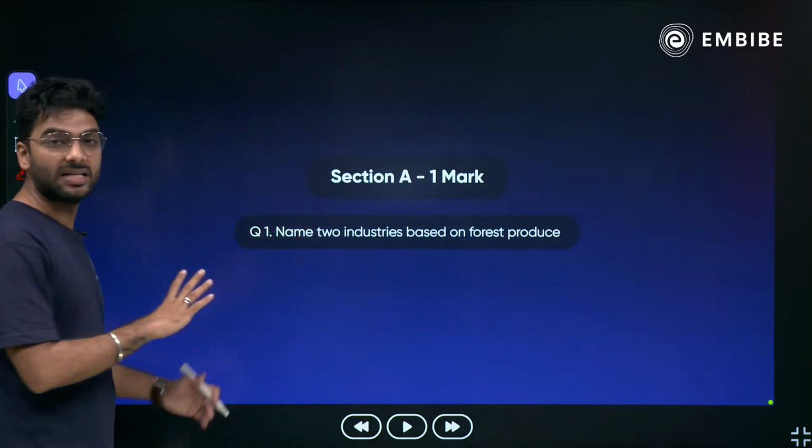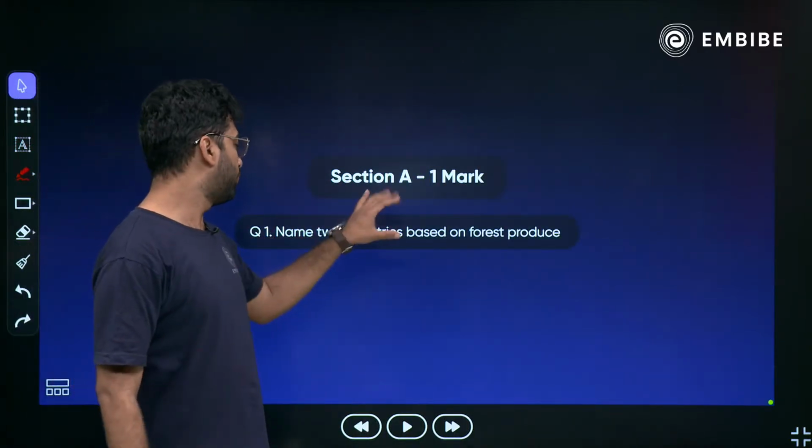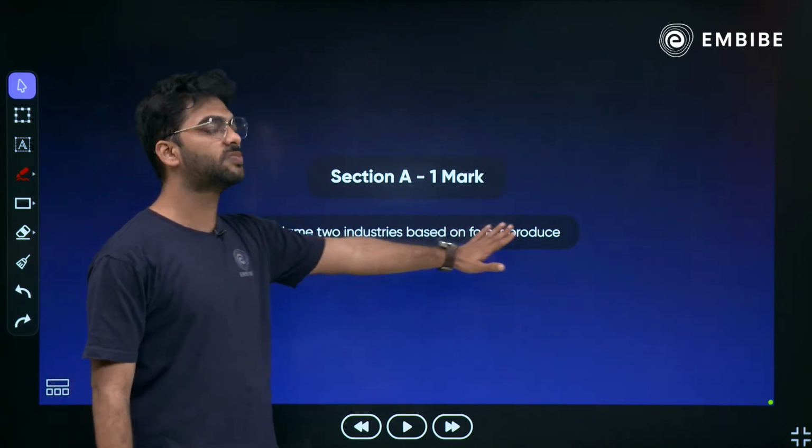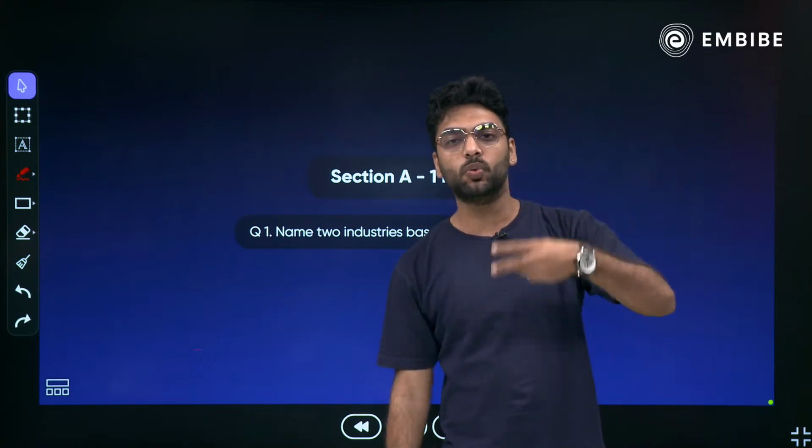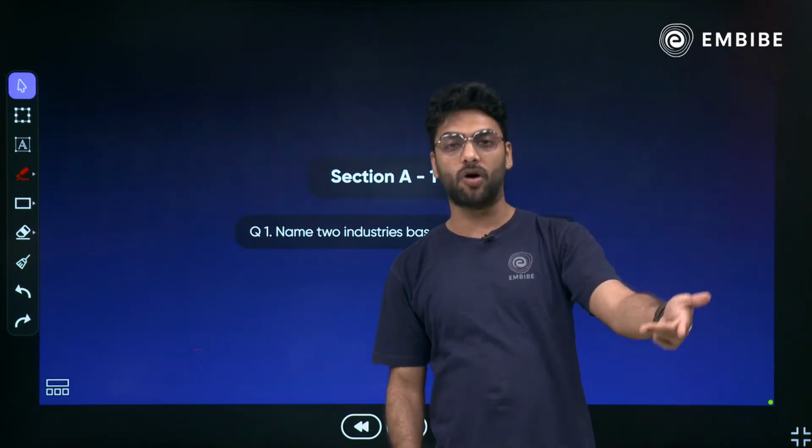So let us start with the 1 marker question. The first question is name 2 industries based on forest produce. This is from your chapter Our Environment. So any 2 industries that are dependent on forest products.